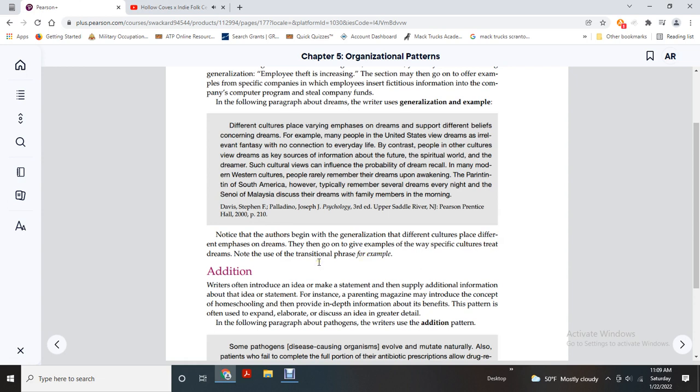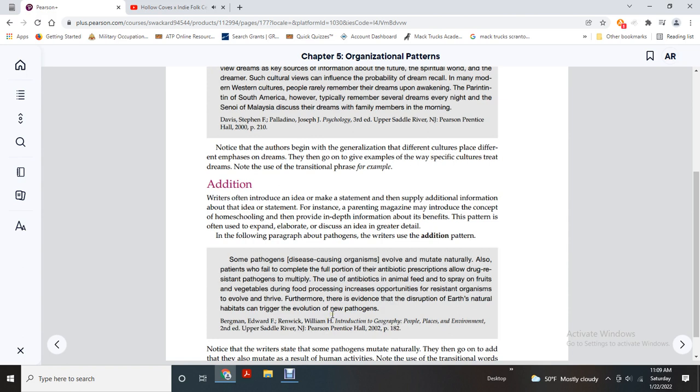Addition. Writers often introduce an idea by making a statement, then supply additional information about the idea. For instance, a parenting magazine may introduce the concept of homeschooling and then provide in-depth information about its benefits. The pattern is often used to expand, elaborate, and discuss the idea in greater detail. In the following paragraph about pathogens, the writer uses an addition pattern. Some pathogens, disease-causing organisms, mutate naturally. Patients who do not complete the full course of an antibiotic prescription also allow drug-resistant pathogens to multiply.